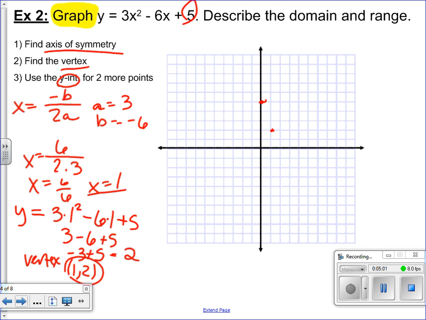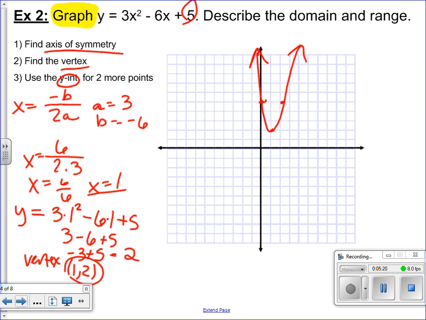And then that is 1 away, so we had to go over 1, up 3, so we're going to go right 1, up 3 to get another point. Okay, and now we can draw our parabola. Right? Very good.